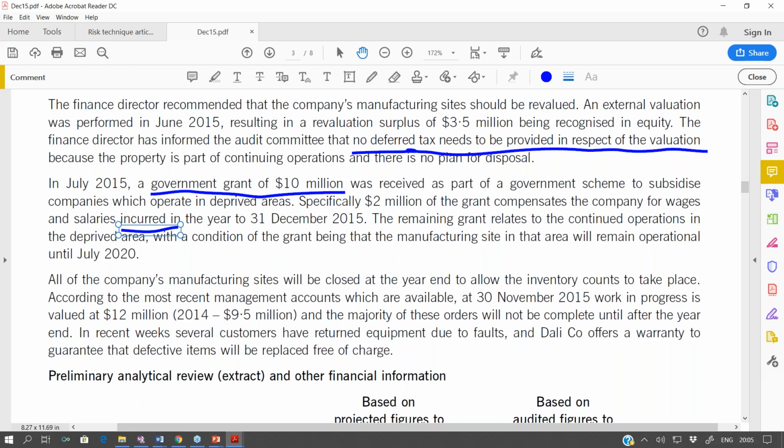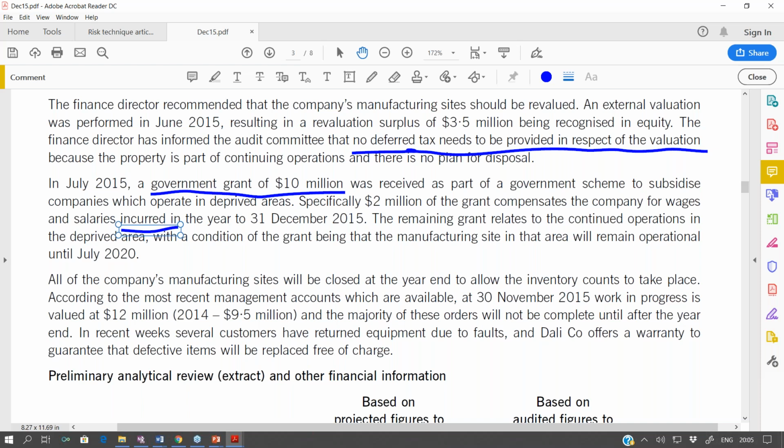But then the question says the remaining grant. How much is the remaining grant? 8 million. It relates to the continued operations with the condition of the grant being that the manufacturing site will remain operational by 2020. What should I do of the $8 million? Should I defer this over the next 5 years till 2020? Yes. And should I recognize $2 million as my income immediately? Yes. And should I defer the remaining 8 million? So what's the risk? If I recognize the entire 10 million as income, will that overstate my profit and understate the deferred liability, deferred income? So let's write that down.